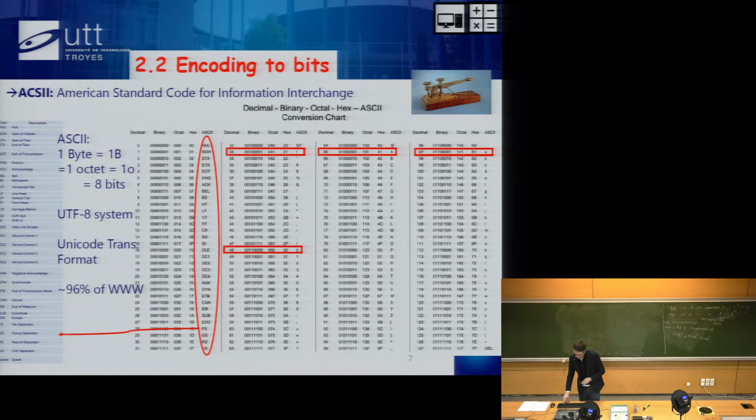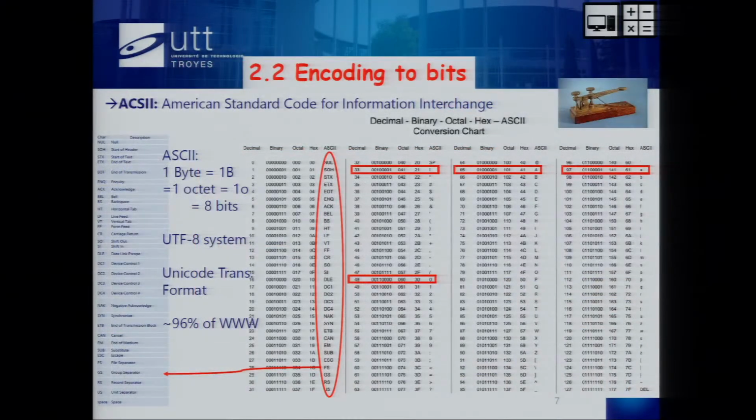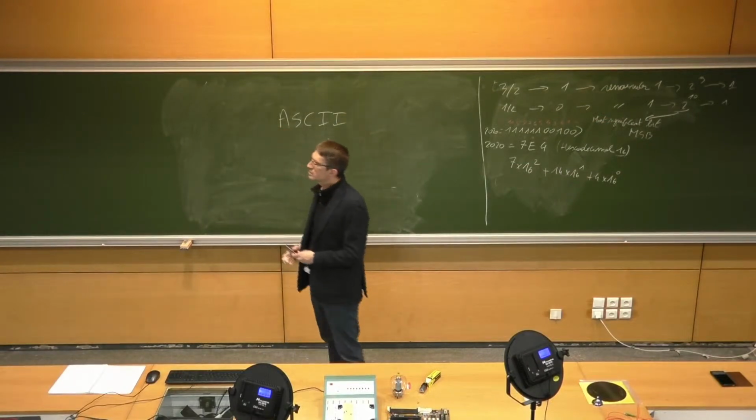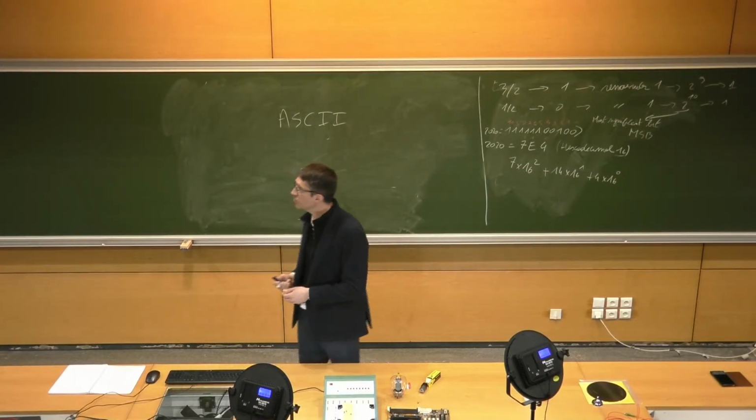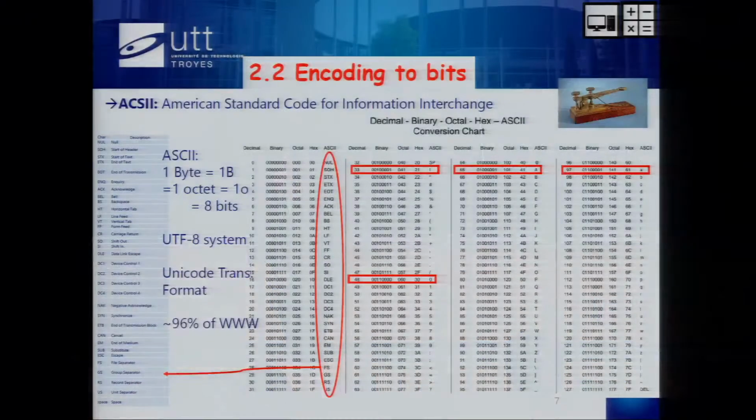So you have various tables, and perhaps the most famous one for encoding is, there's a mistake here, it should be ASCII. So the ASCII system, which is the American Standard Code for Information Interchange. So here you have a table of all the various encodings possible.